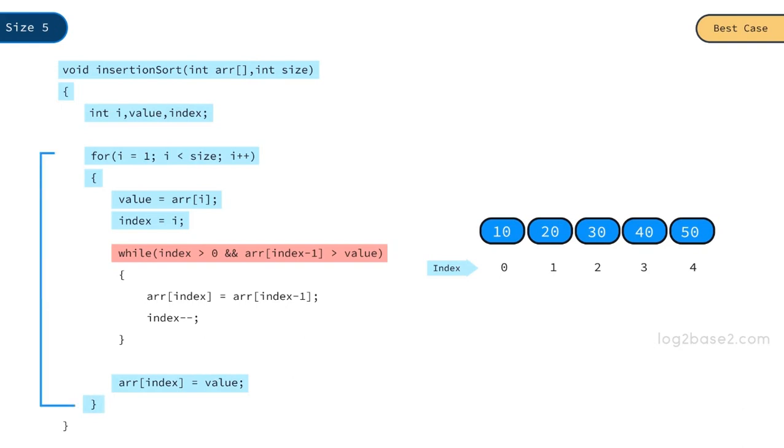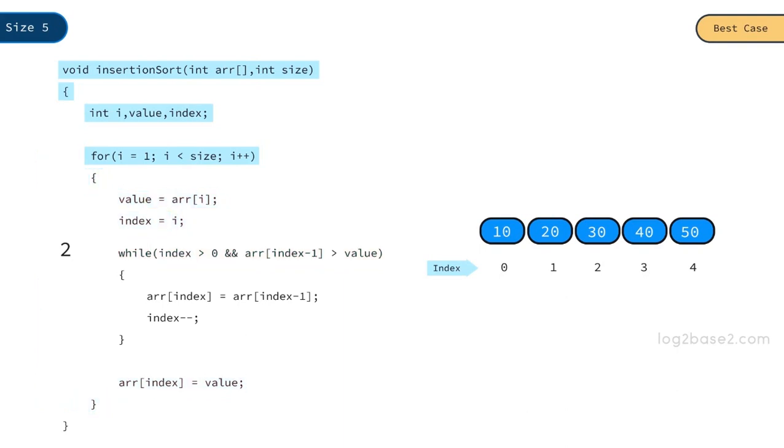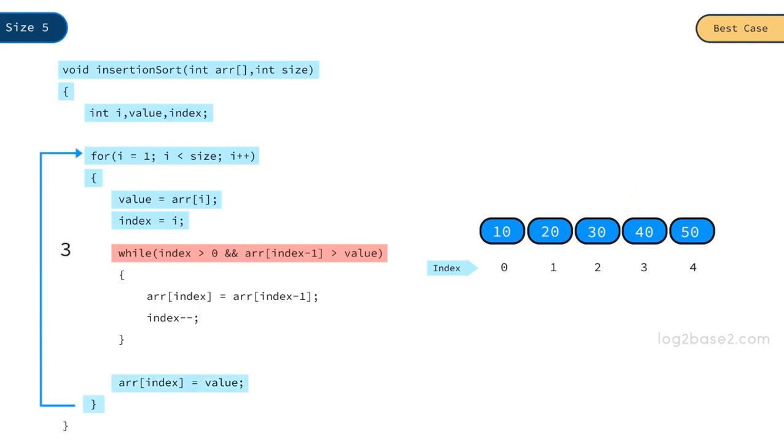In the next iteration of the outer loop, when i equals 2, the while loop will also fail while comparing the second and third elements. When i equals 3, the while loop condition will fail while comparing the third and fourth elements. When i equals 4, the while loop condition will fail since the fourth element is not greater than the fifth element. And in the next iteration, when i equals 5, the condition will fail and the execution will stop.